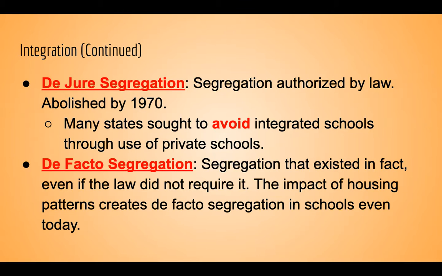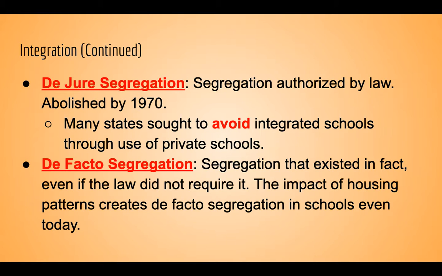So we have a couple of different kinds of segregation we have to look at. We have de jure segregation, which is segregation authorized by law. This was essentially abolished by 1970. Many states tried to avoid integrating schools through the use of private schools. Sometimes that worked, sometimes it didn't.